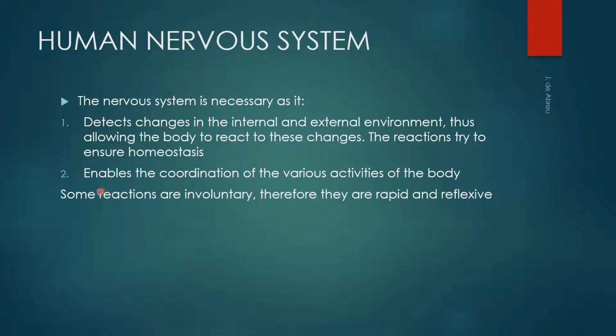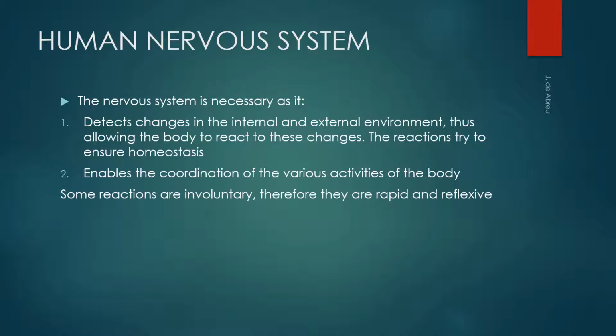And then number 2, it also enables the coordination of various activities of the body. So your brain is what tells you to pick up a bottle or to walk left, right. So it coordinates all of these activities in the body, not only voluntary activities like picking up a glass or walking, but also involuntary actions like your digestive system, how your stomach is digesting and then passing food through your intestines. The nervous system coordinates all of that. And then some reactions are involuntary and therefore they are rapid and reflexive. So like blinking is an involuntary action. It can be voluntary because you can force yourself to blink, but naturally, if you're not thinking about it, blinking is an involuntary action.